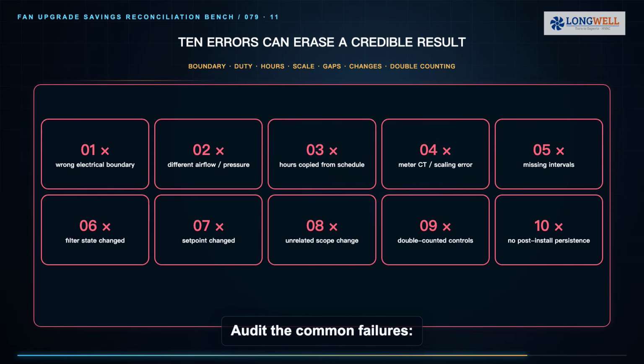Audit the common failures: wrong electrical boundary, unequal airflow or pressure, scheduled instead of measured hours, meter transformer scaling errors, missing intervals, changed filter condition, changed set points, unrelated scope changes, double-counted controls, and no persistence check. Anyone can turn a precise spreadsheet into an untrustworthy claim.